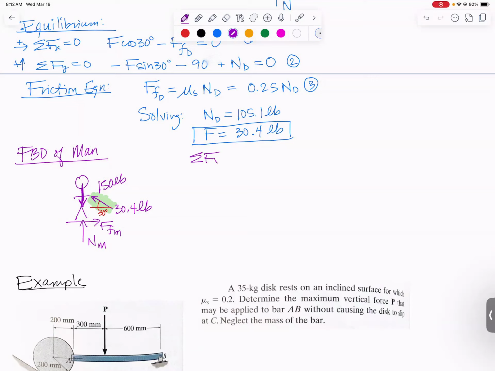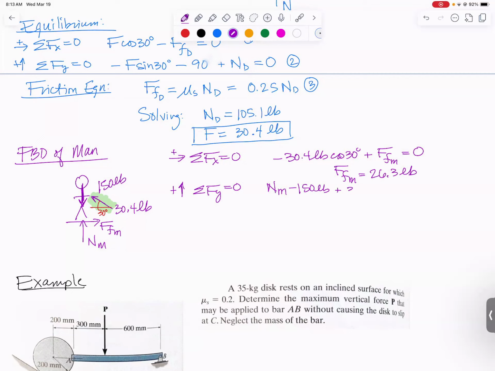So if I sum forces on the x, I've got minus 30.4 pounds times the cosine of 30 plus the force of friction on the man equals 0. So we get that the force of friction on the man is 26.3 pounds. Then if we sum force in the y direction, we've got the normal force on the man minus his weight, 150 pounds, plus 30.4 pounds times the sine of 30 equals 0. So the normal force on the man is actually less than his weight. It's 134.82 pounds. All right, we got the friction force on the man, we got the normal force on the man.